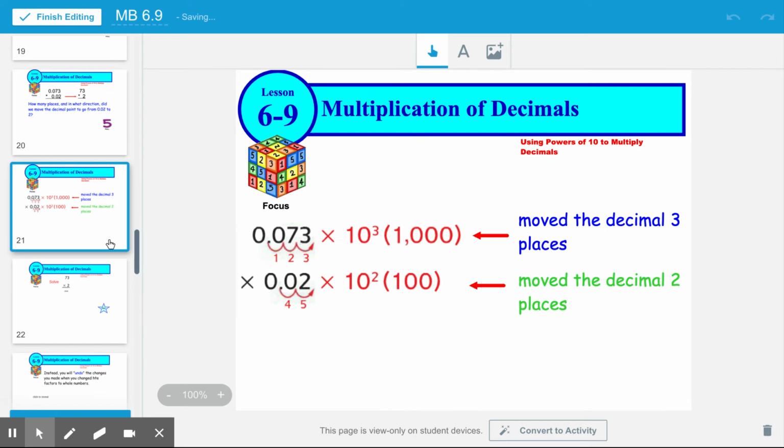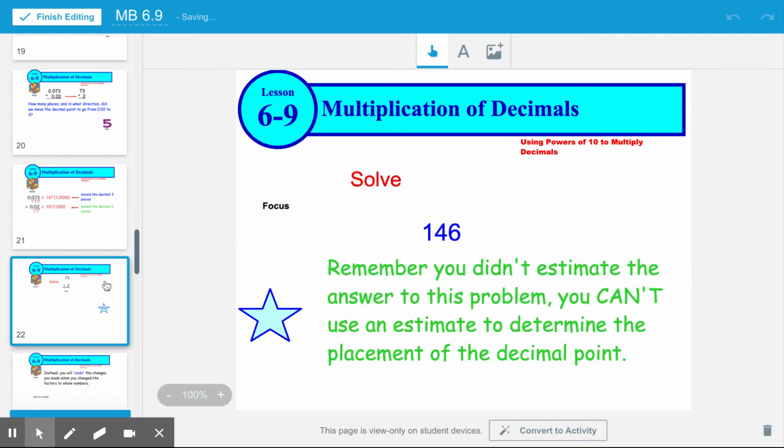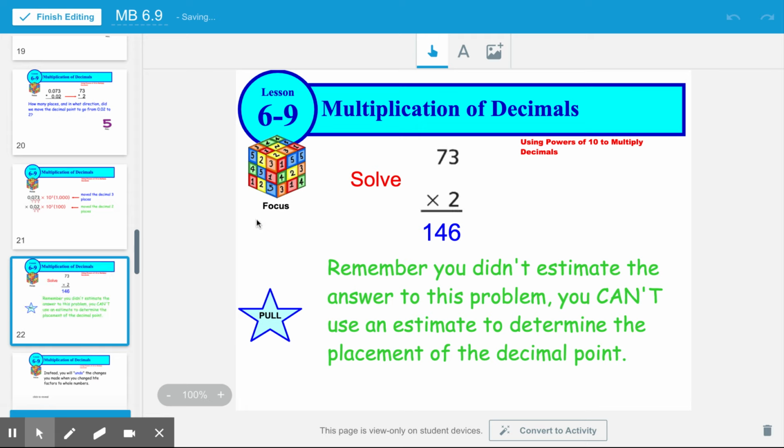Okay, so here's another image of showing how that decimal point moved. And you can see that actually you're taking 73 thousandths times 10 to the third, meaning 73 thousandths times 1,000, and 2 hundredths times 100 to turn those into whole digits. And so you can see here 73 times 2 is 146.